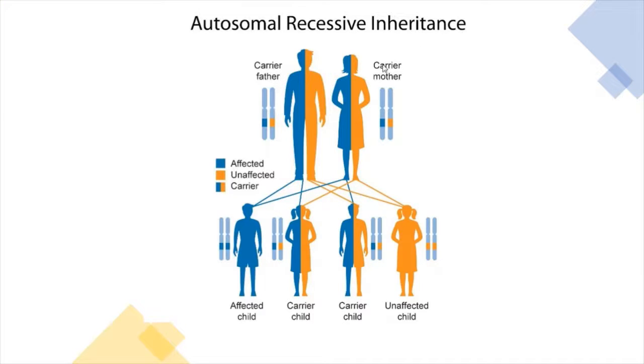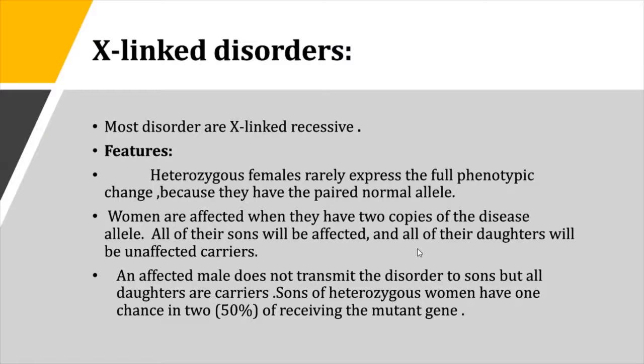If the mother and the father are both carriers of the mutant gene, then one child will be affected, one child will be unaffected, and two of the children will be carriers.